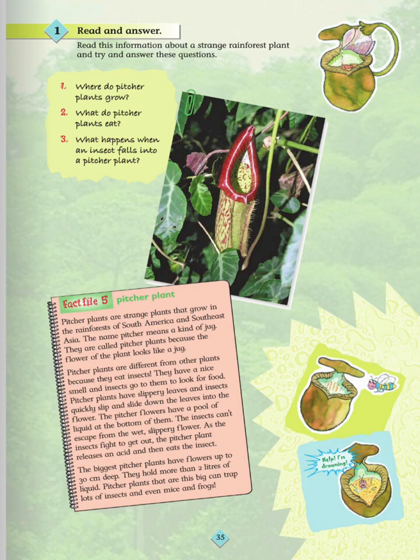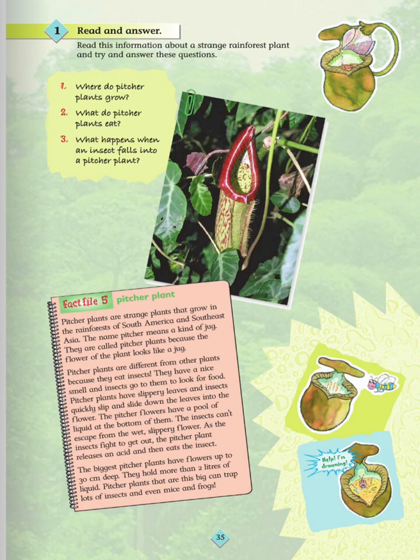Pitcher plants are strange plants that grow in the rainforest of South America and Southeast Asia. The name pitcher means a kind of jug. They are called pitcher plants because the flower of the plant looks like a jug. Pitcher plants are different from other plants because they eat insects. They have a nice smell and insects go to them to look for food. Pitcher plants have slippery leaves and insects quickly slip and slide down in the leaves into the flower.